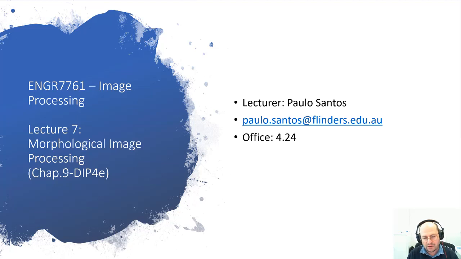Hello everyone. Let's have a brief look at chapter 9 about morphological image processing. These are important tools, very classic tools in image processing that are very useful. Last year I just dropped this topic because I thought they are so classical that it would be useless to talk about it.